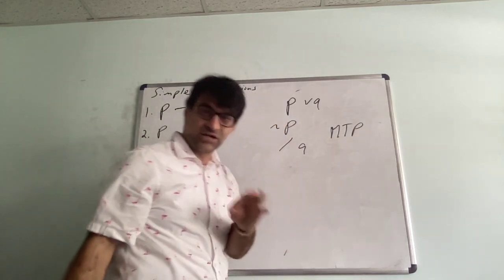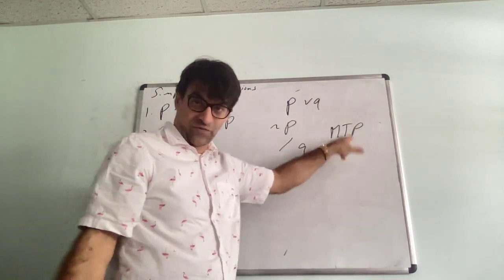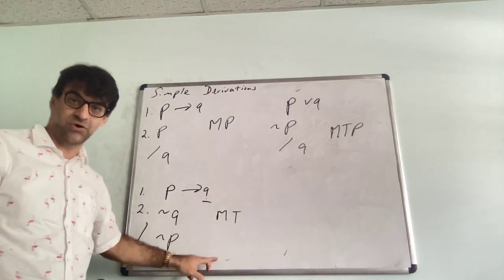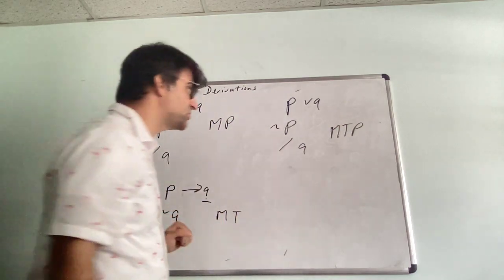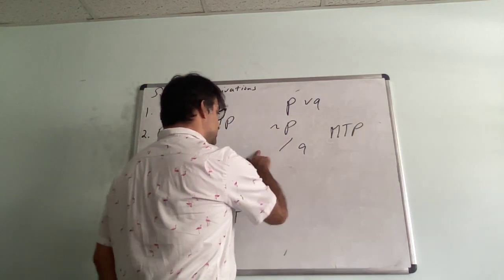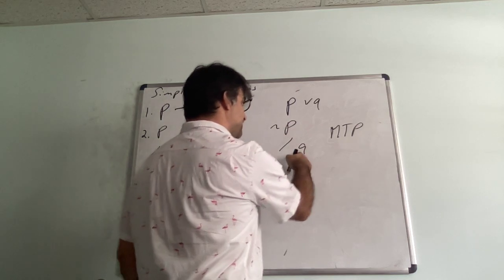It's also called disjunctive syllogism, a two-premise argument using a disjunction, but for our book, we call it MTP, for our abbreviations. We have MP, modus ponens, MT, modus tollens, MTP, which is our disjunction argument. This half is false, so this half is true.